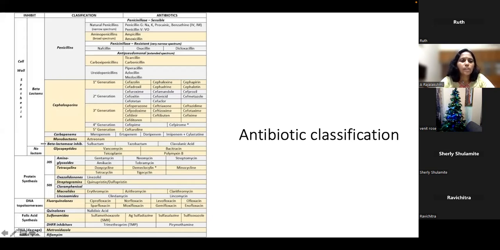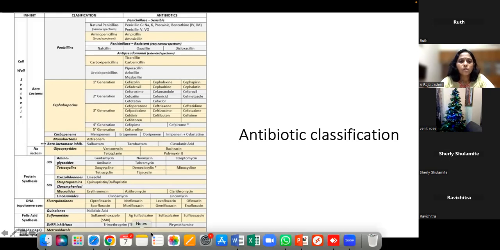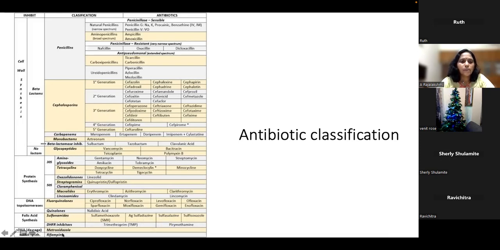The drugs that act on the DNA topoisomerase are mainly fluoroquinolone, which again can be divided into the previous generation norfloxacin, followed by ciprofloxacin, and now the newer generation levofloxacin and moxifloxacin. Then the large group of drugs called the folic acid synthesis inhibitors. It is again classified as sulfonamides and trimethoprim, and they inhibit the folic acid synthesis. So this is largely the drugs that we commonly use. We also have metronidazole and rifampicin, which we'll not be discussing in detail today.